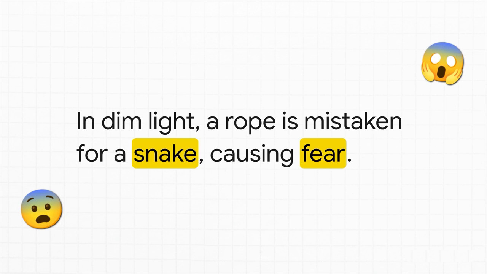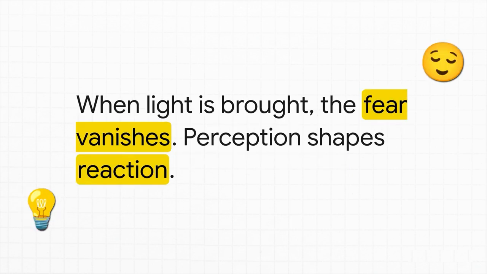And immediately, your heart starts pounding, your body floods with fear. That threat feels 100% real. But then, someone brings a lamp. The light of knowledge shines on the object, and you see the truth. It's just a harmless piece of rope. The object itself never changed, but the frame did. And the moment that frame shifted from snake to rope, the fear just vanished. This is the core lesson. Our perception directly and instantly shapes our reaction.